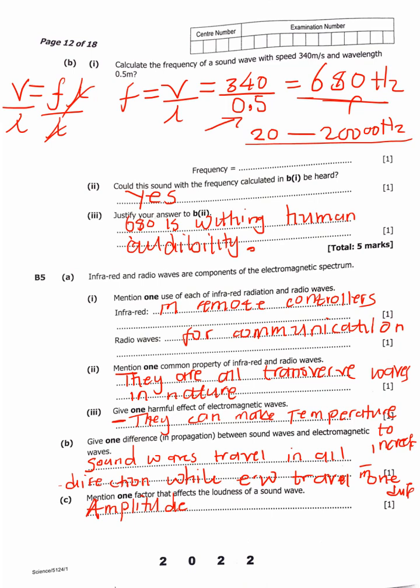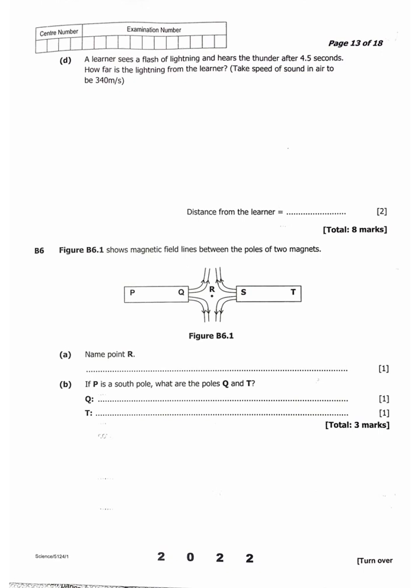Okay, let's move on to question D. A learner sees a flash of lightning and hears the thunder after 4.5 seconds. How far is the lightning from the learner? Take the speed of sound in air to be 340 meters per second. So what are we solving? We are solving for the distance.